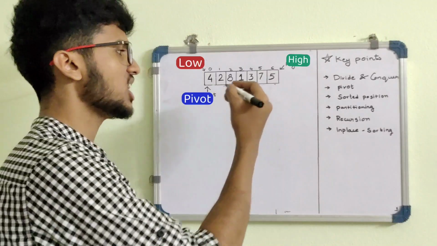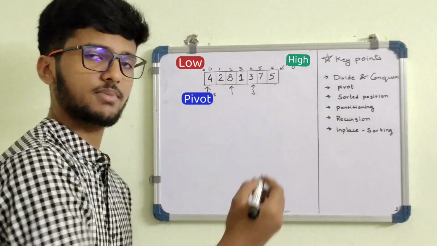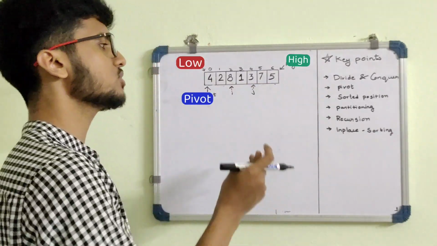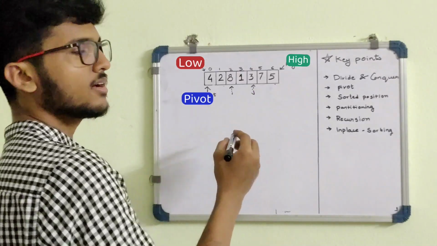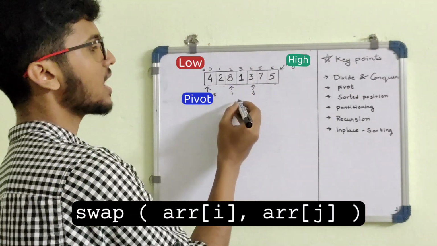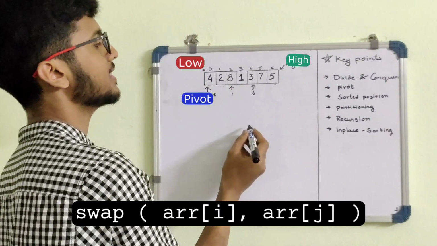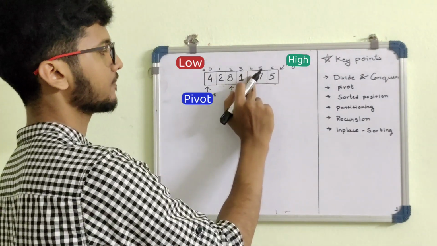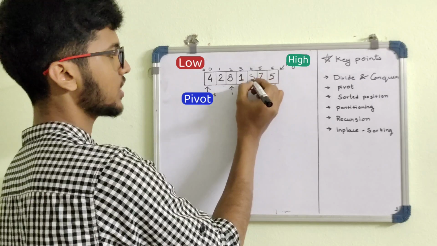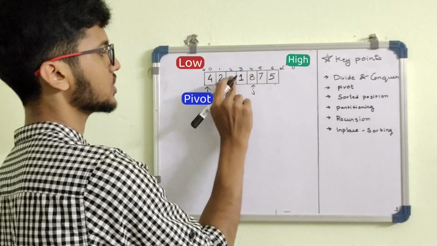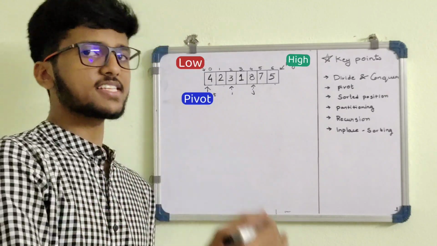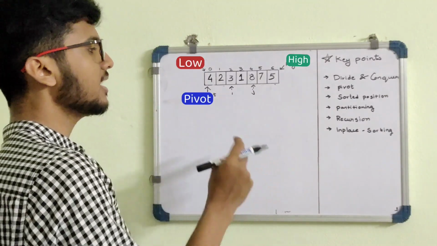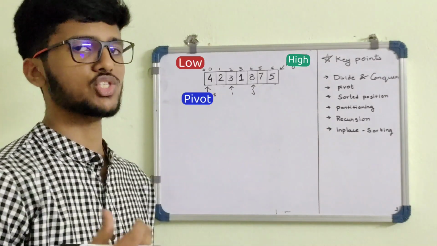Now the element at j is not greater than the pivot element. It is less than the pivot element. So we are going to stop decrementing j. Now we are going to swap the element at i and the element at j. So 8 comes here and 3 comes here. Repeat this process while i is less than j.